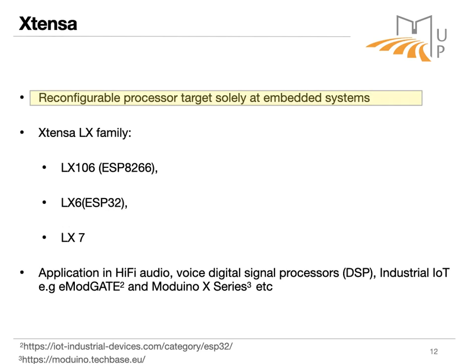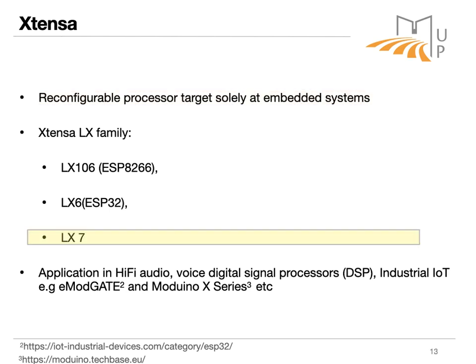For the purpose of this study, our target processor is Xtensa. Xtensa is a Tensilica processor platform manufactured by Cadence. It is a reconfigurable processor that is targeted solely and optimized for embedded devices by allowing the use of specialized instruction sets called Tensilica Instruction Extension. The Xtensa Core LX family includes LX106, LX6, and LX7. LX7 is the latest in the series, and it is our processor of choice.